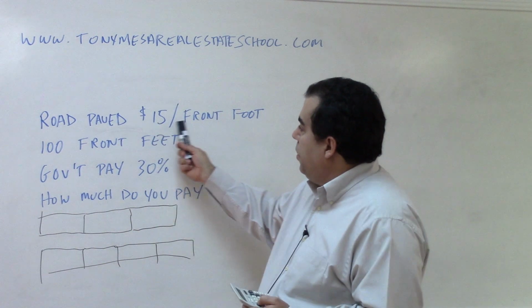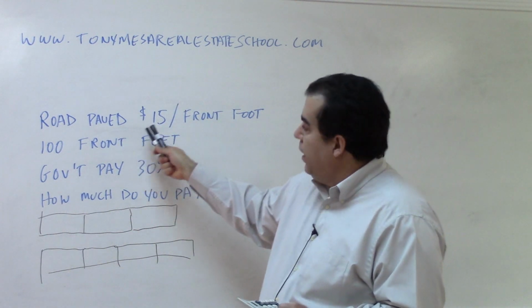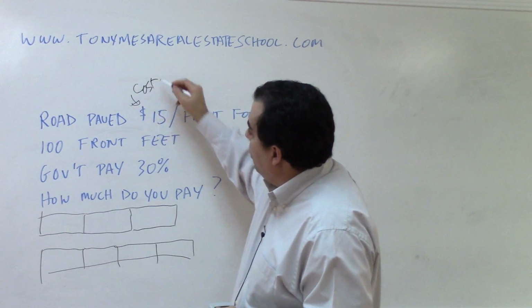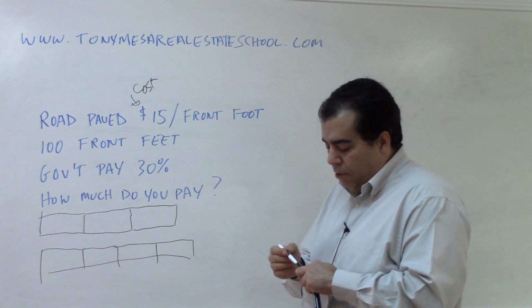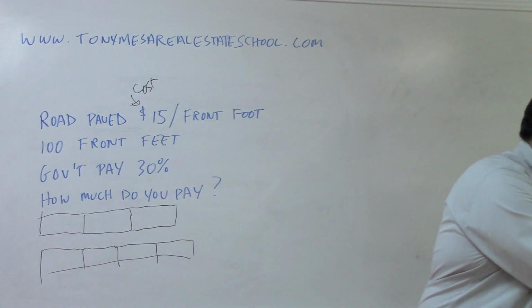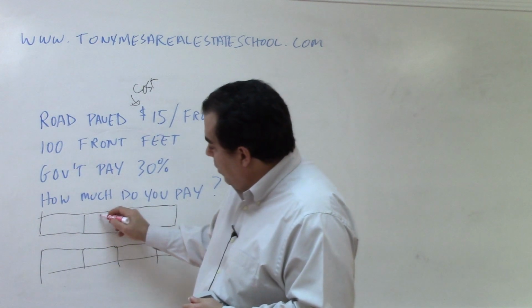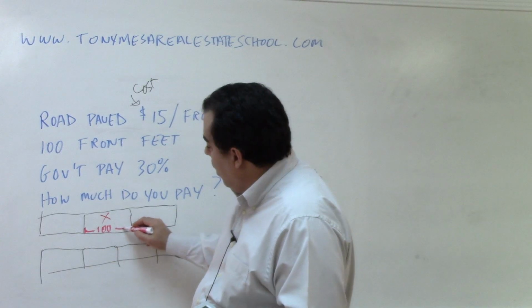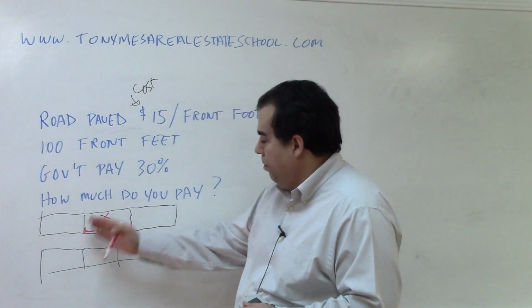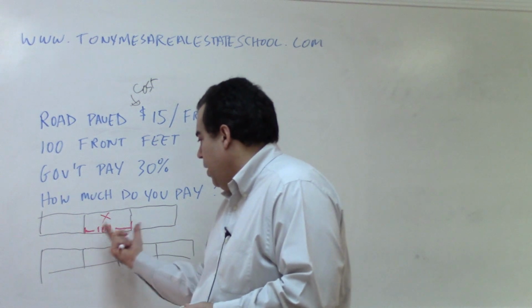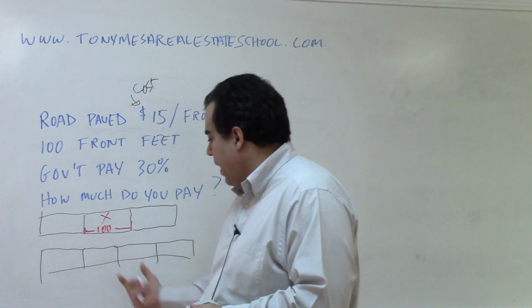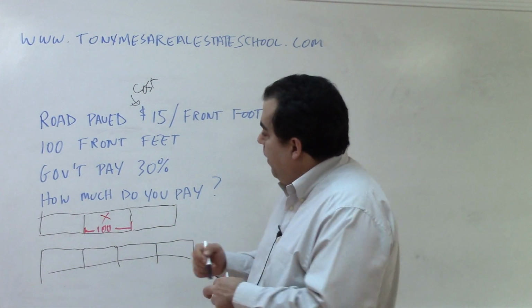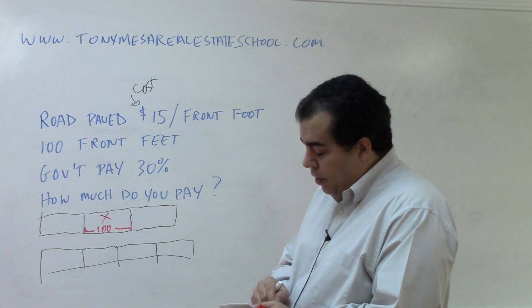Now they will tell you something like this: the road is going to be paved, and the cost is $15 per front foot. This is the total cost to do the work, right? And then they tell you that you have 100 front feet. That means that your lot, let's say this is your lot right here, from here to here it's 100 front feet. So the idea is that you're going to pay in relationship to the front footage that you have on that road, right? So we have $15 per front foot times 100 front feet.